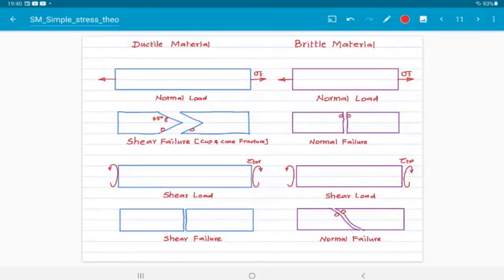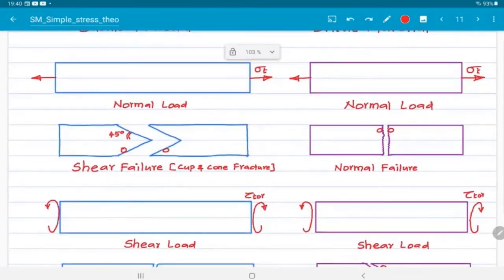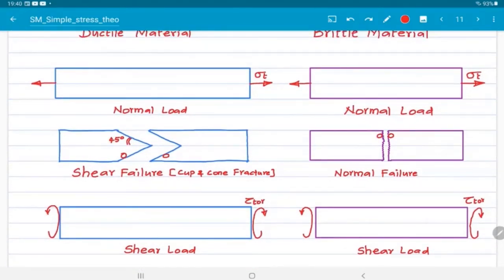Now we are going to make 2-3 conclusions, right? We are applying the normal load on the external surface. Failure is due to shear stress. It means something is happening inside the material. So what is happening? The externally applied normal stress is transformed into shear stress inside the material. So the external surface normal stress is converted into shear stress.